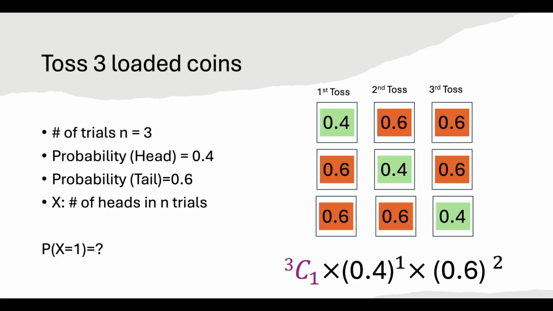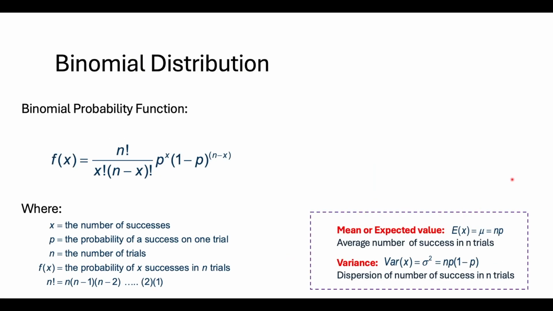So here we have this factorial combination of choosing 1 head out of 3 coins, and then probability of getting head power 1, x is 1, and then probability of getting tail power 2, that is n minus x. n is 3, x is 1, n minus x is 2. So basically, we have this binomial probability function being calculated in that example. Let's talk about the Excel function and how we calculate this binomial probability function in Excel.